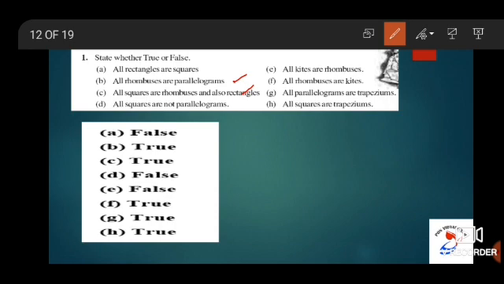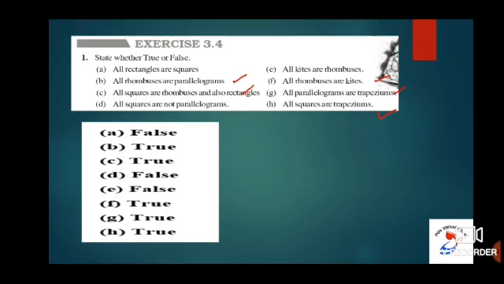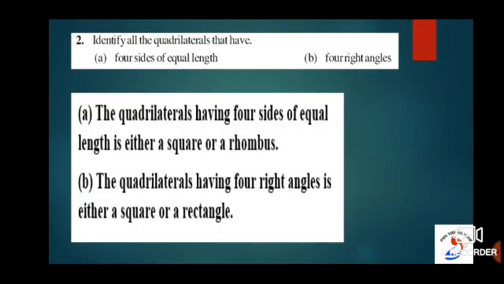E. All kites are rhombus. No. So, it is false. F. All rhombus are kites. Yes, it is true. All parallelograms are trapezium. It is true. All squares are trapezium. It is true. So, to conclude, subdivision B, C and F, G, H all are true statements. You will be familiar with this only if you are thorough with the properties of quadrilaterals.